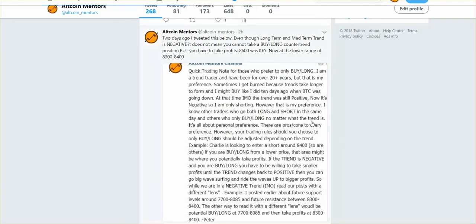A couple of days ago, I put out this longer tweet about how if you look at things from a different lens, because I am a trend trader, so I only go with the trend. So on an intraday trend, I have to wait for things to develop. I'm not just going to try to catch the bottom. I always try to wait for a big curl, wait for the trend, and then go in.